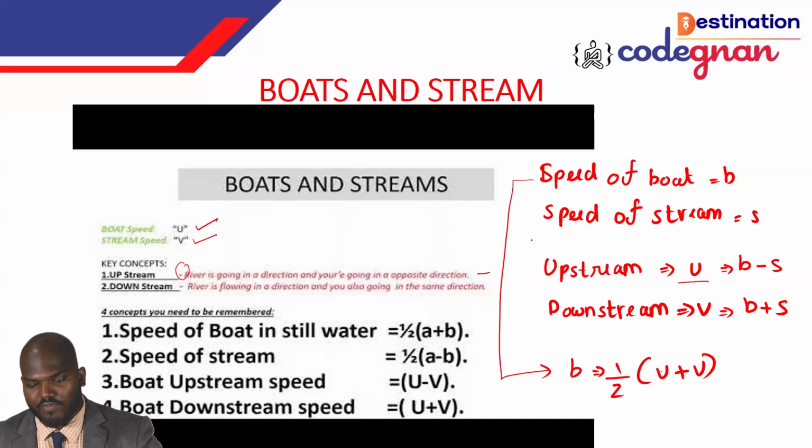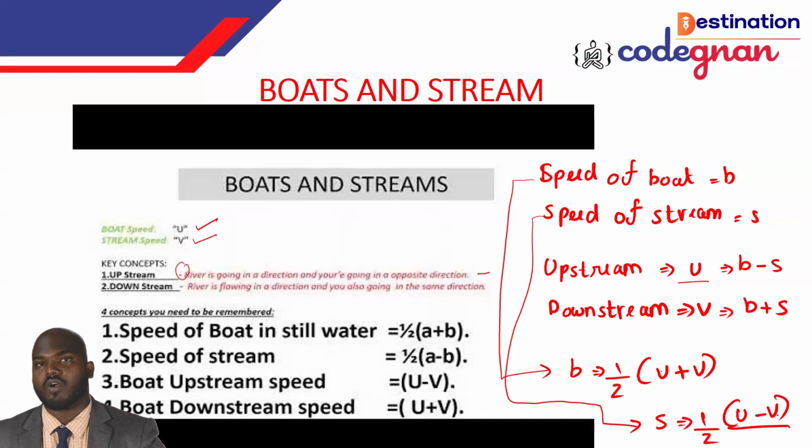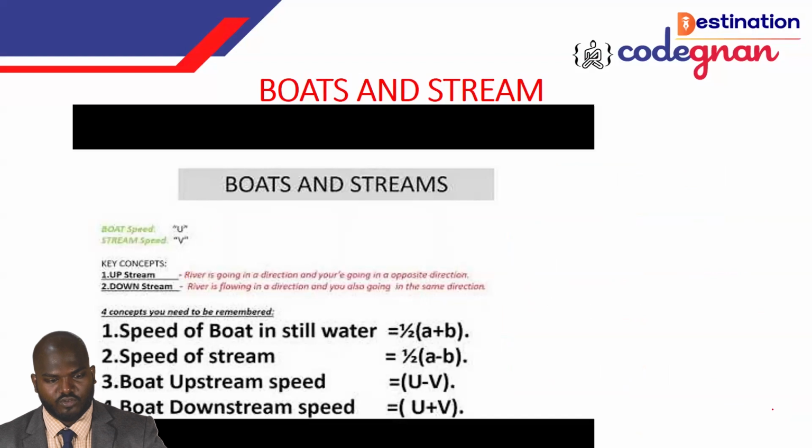Same like for the stream, if you want to mention it here, it will come like this: the stream we can call 1 by 2 of u minus v. This is how we can calculate the value with respect to the stream. Got it guys? Clear everyone? Okay, so we'll move to the further topic.